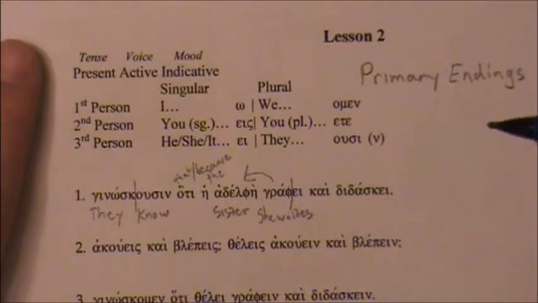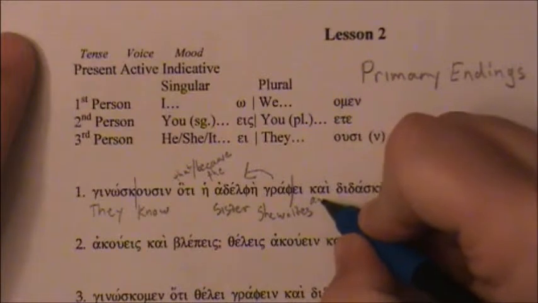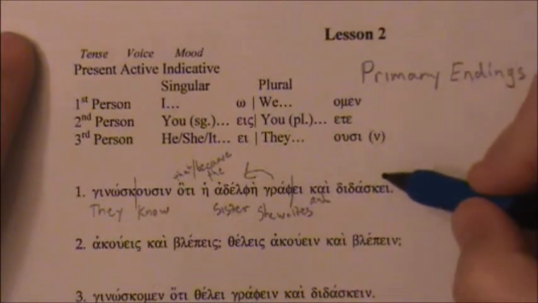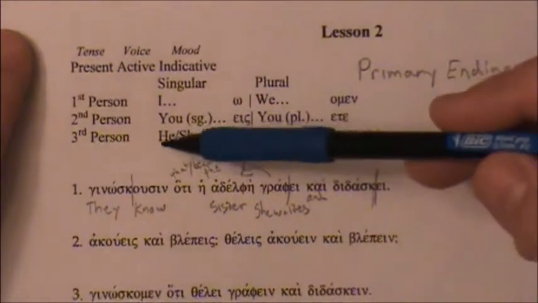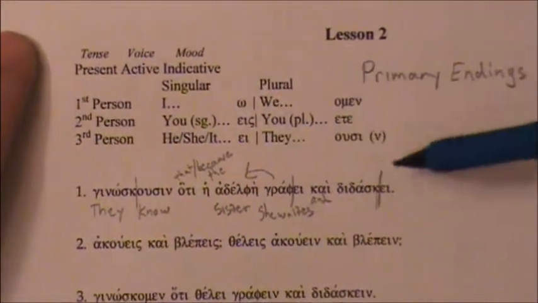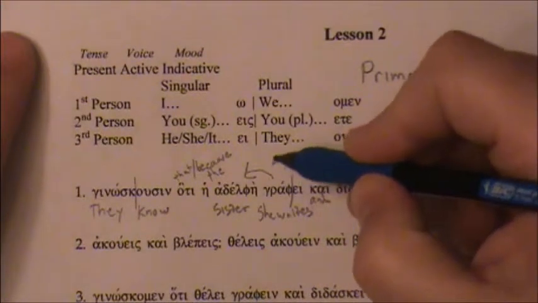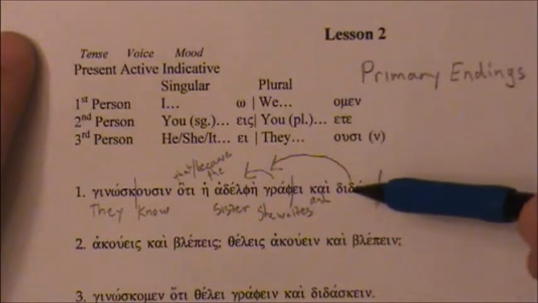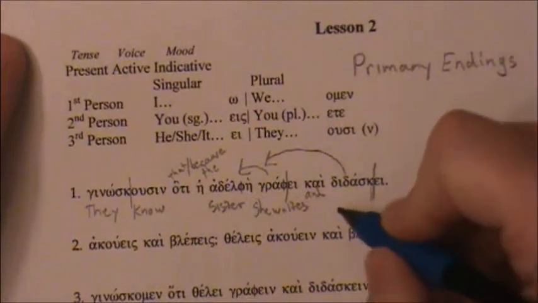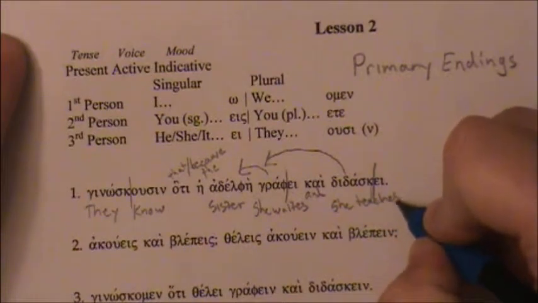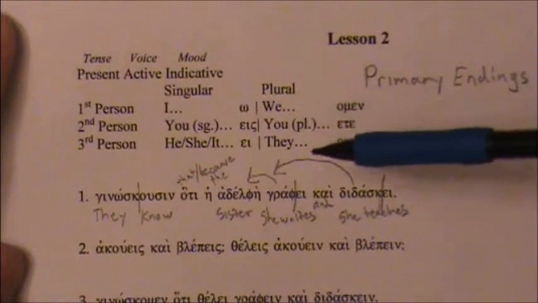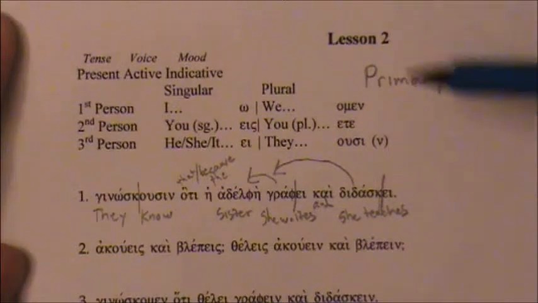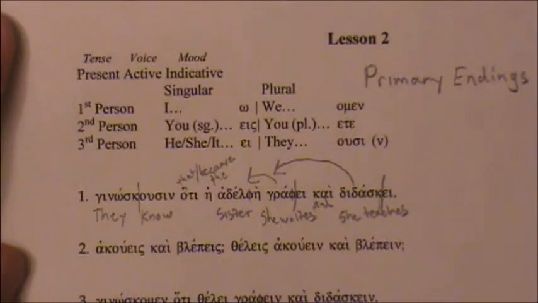kai means and, simple. Didaskei. Okay, here's another one. We just had the same ending, so we know it's present active indicative, third person singular. So he, she, or it, we know it's referring back to this noun. And it comes from didasko, I teach. So she teaches. So kind of a literal wooden translation might be, they know that the sister, she writes and she teaches. But you could also say, they know that the sister writes and teaches. That would be a correct way to do that.